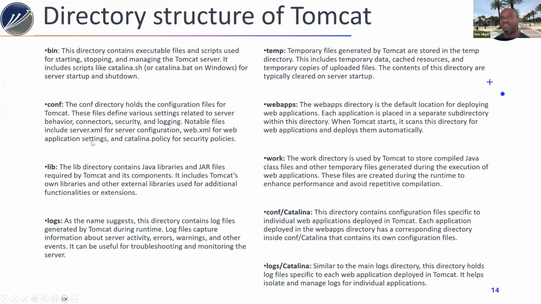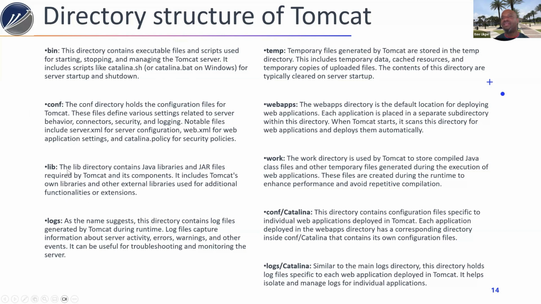These files define various settings related to server behavior, connectors, security, and logging. Notable files include server.xml, which is where we made the changes for server configuration, web.xml for web application settings, and catalina.policy for security. So if you want to set your security policies, you do it in catalina.policy, right? We already went to server.xml and you saw how we did the configuration. So any changes that you want to make when it comes to configuration, you go to the conf directory.